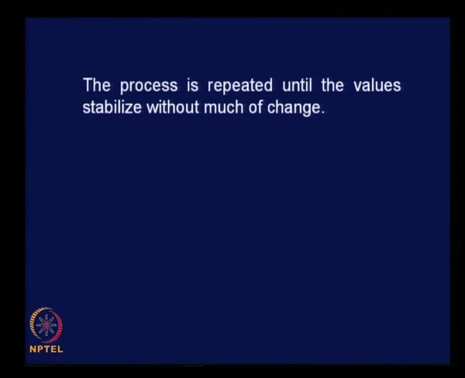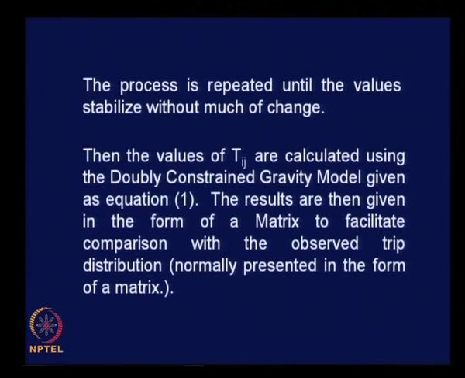And this process is repeated until the values stabilize without much change. When you repeatedly substitute for Xi and Yj, you will find that at some point there is no change at all, it is stabilizing. Then those values of Xi and Yj are fit for substitution in the parent equation to get the value of Tij. Then the values of Tij are calculated using the doubly constrained gravity model given as equation 1.